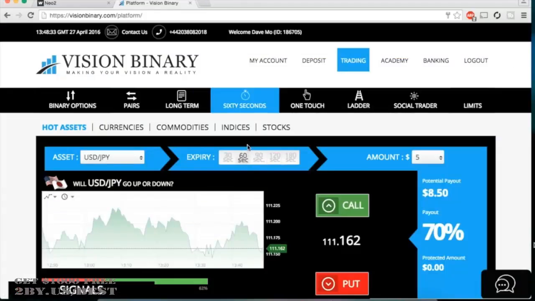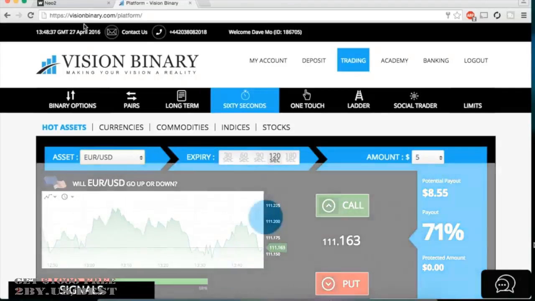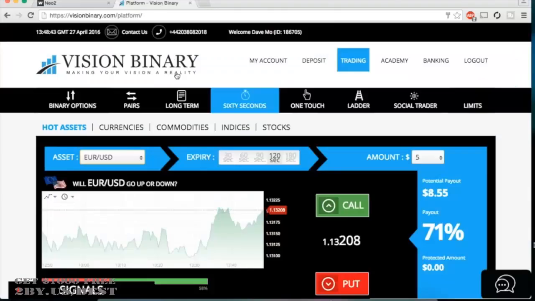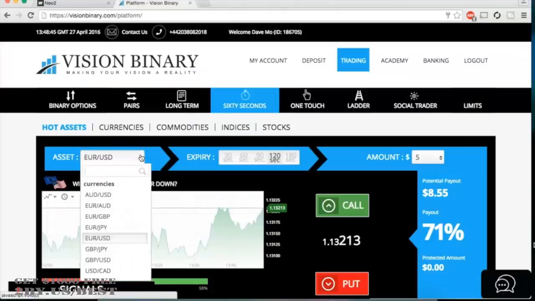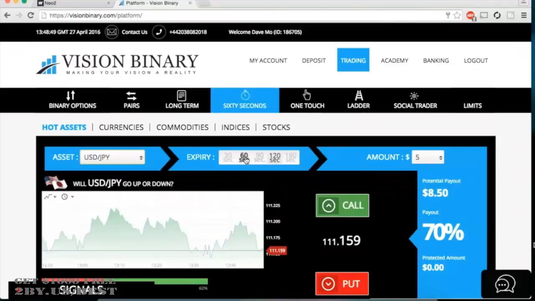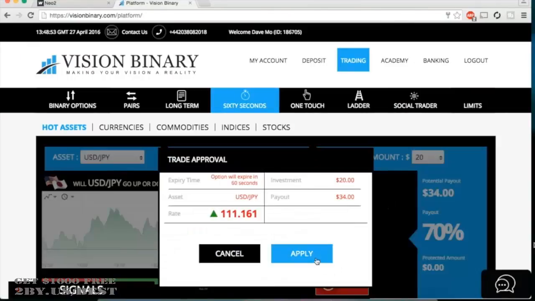Now the last trade we have for you today is actually a 60-second trade to the USD JPY. We caught this trade a little late because of some technical issues that we were having, but we can still get in on it as we have 37 seconds left until we get that 1 minute expiry that NEO2 offered us. Now it is almost time to get ready for this trade, so we're just getting everything set up, making sure our trade amount is right, $20 because that's good.